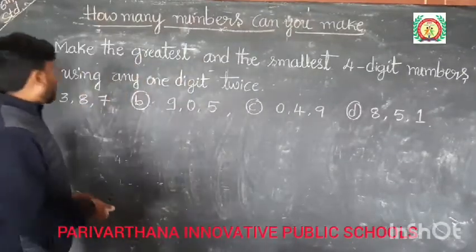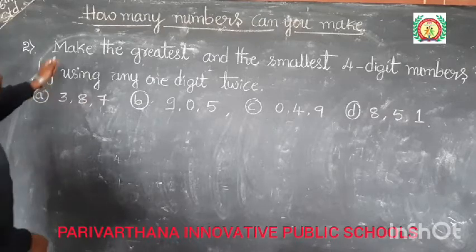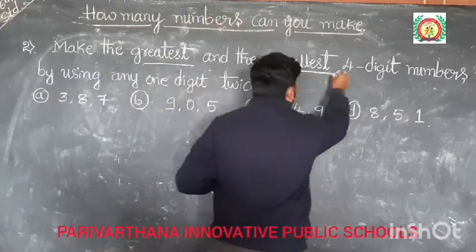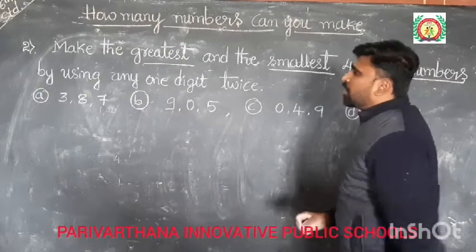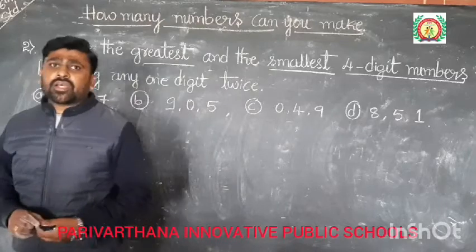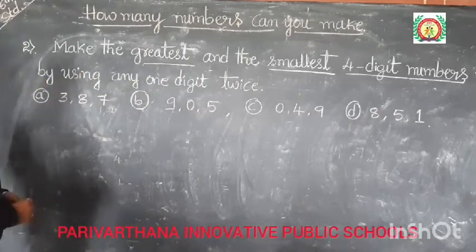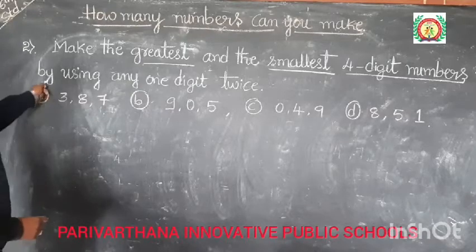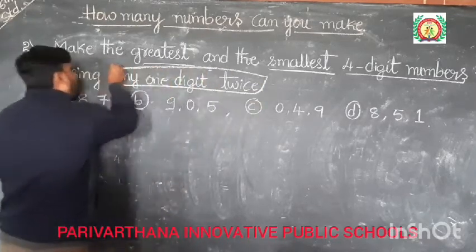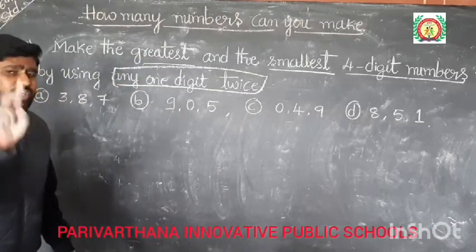Next, the second main, same as your first main: make the greatest and the smallest 4 digit number. As in the first main, we have to make the greatest and the smallest 4 digit number here by using any one digit twice. Given, you have to use one digit twice.